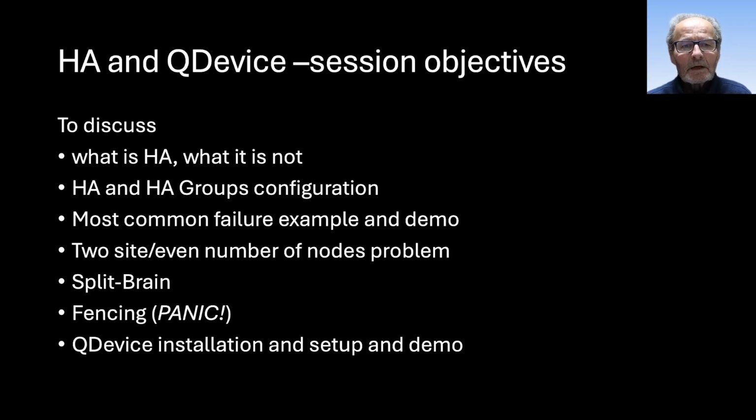So we're going to cover HA today, and basically, we're going to cover HA, split brain, and QDevice. So these are the topics. First of all, let's discuss what is HA and what is it not. We're going to talk about HA and HA group configuration. What are the most common typical failures that we can expect? And then we're going to talk about more esoteric failures, such as the classic two-site, therefore an even number of nodes problem, which can result in a condition known as split brain. And then finally, we're going to talk about QDevice and what a QDevice is, how to install it, and what it does for us.